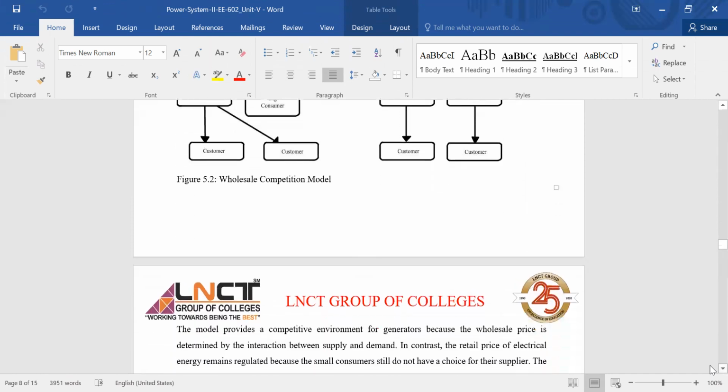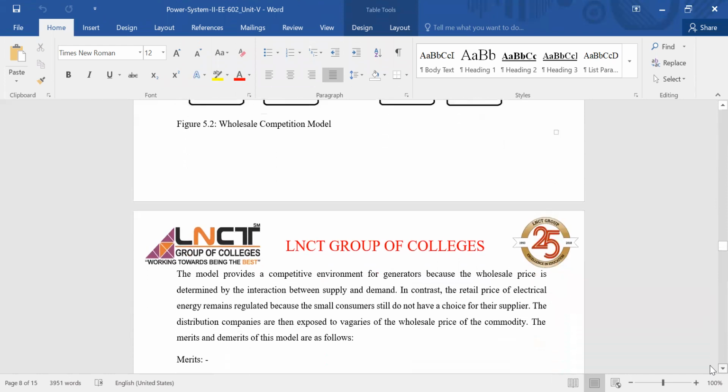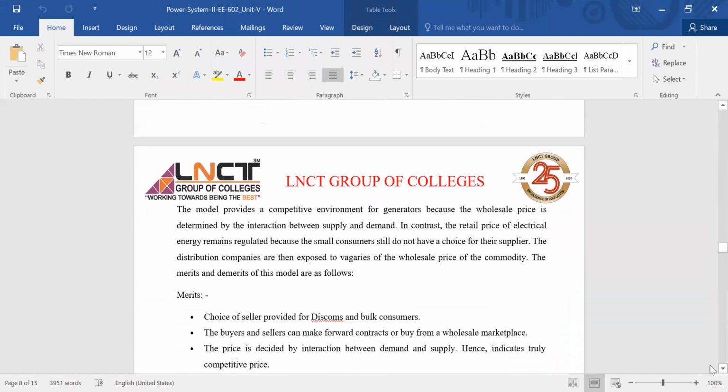In the next model, the merit is the choice of supplier for Discoms and bulk consumers. The buyers and sellers can make forward contracts to buy in the wholesale market. Okay, so these are the things.